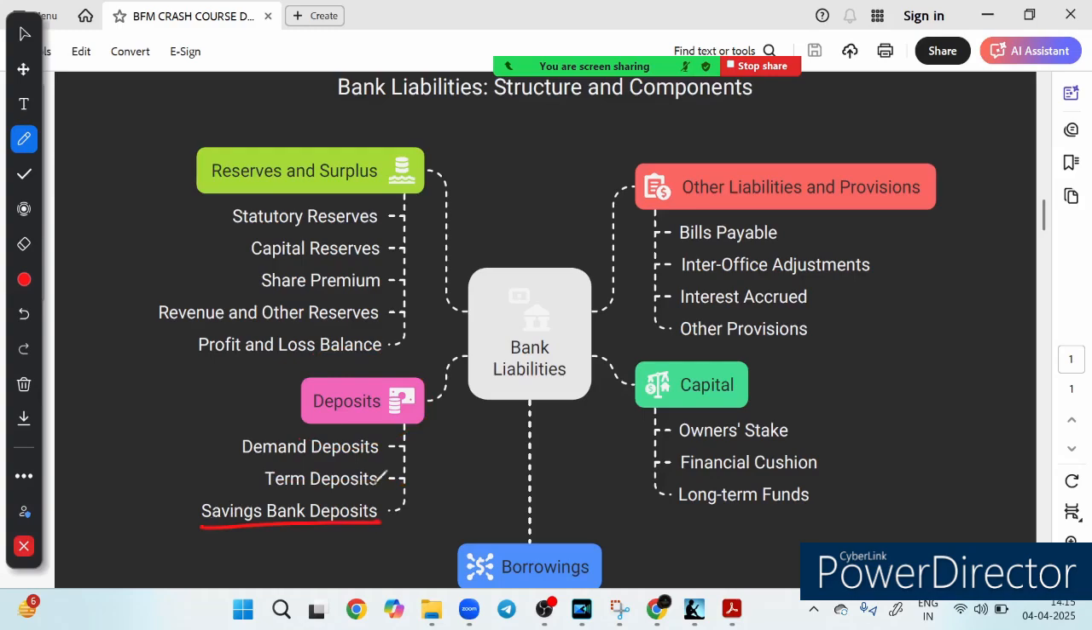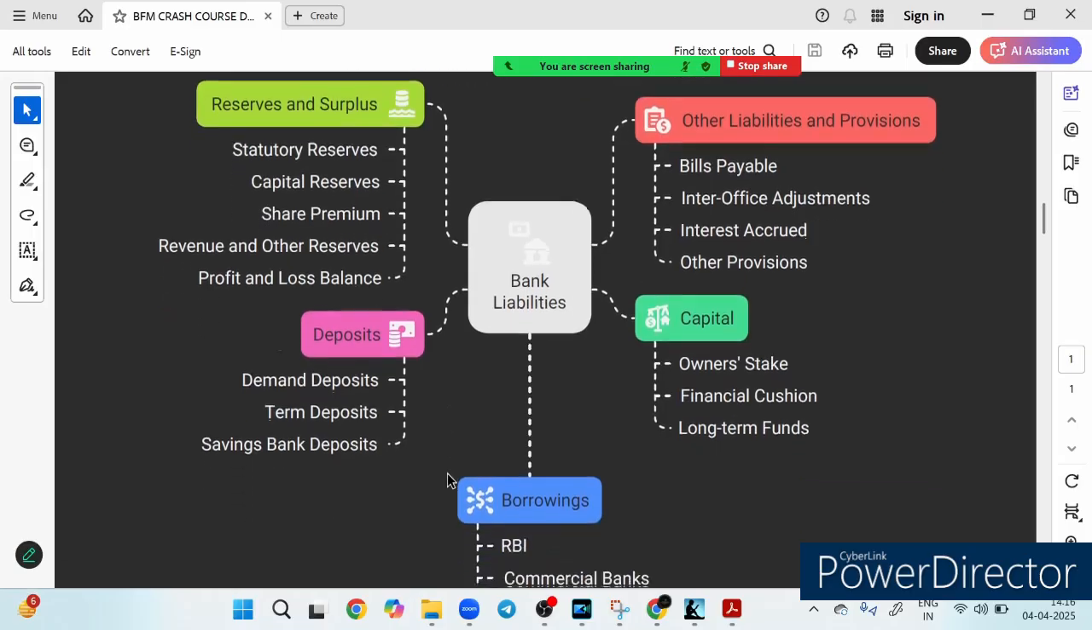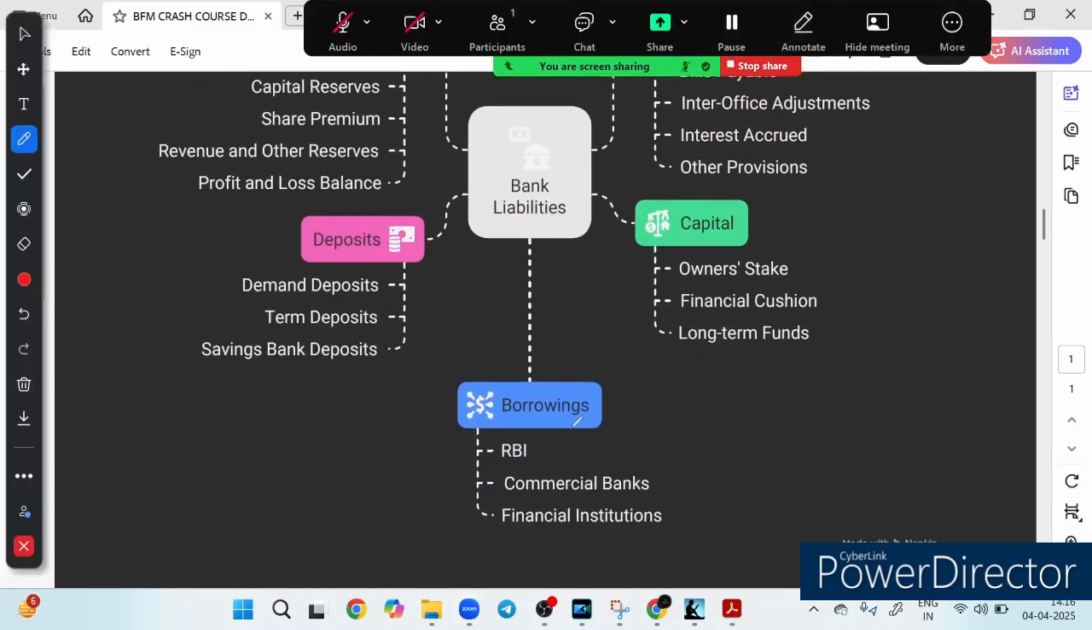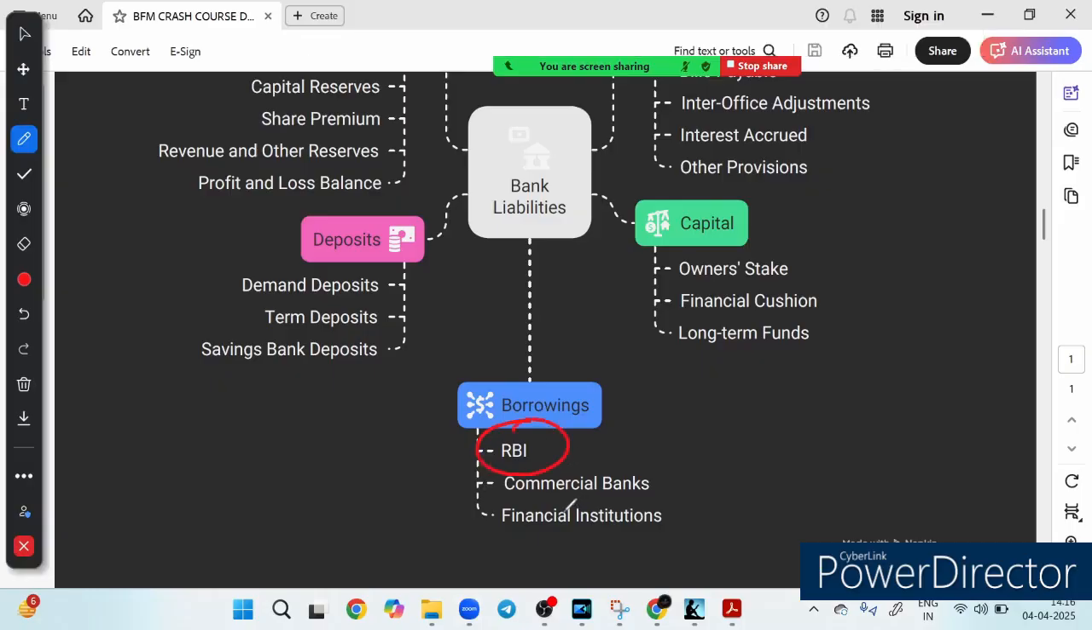For a bank, deposits are both an opportunity and a responsibility. They use this money to give out loans while ensuring depositors can withdraw funds whenever they need. Then we have the second part, that is called borrowing. So basically, yes, even banks borrow money when they need extra funds. They take loans from RBI, or commercial banks or financial institutions. So this borrowing helps banks maintain smooth operation and meet customer demand efficiently.